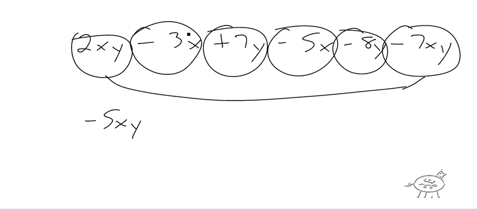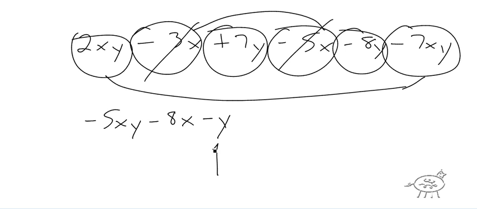The next one I'm going to do the x's, put those together. Negative 3x minus 5x is the same sign, so you add them. 3 plus 5 is 8, and it becomes negative 8x. So we got that one. And then 7y minus 8y, opposite signs, so 8 minus 7 is 1. 7, the bigger number, is negative, so it's negative y.